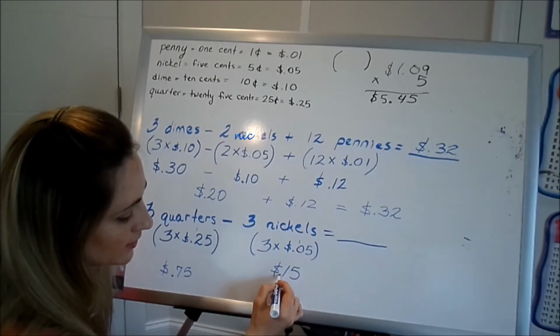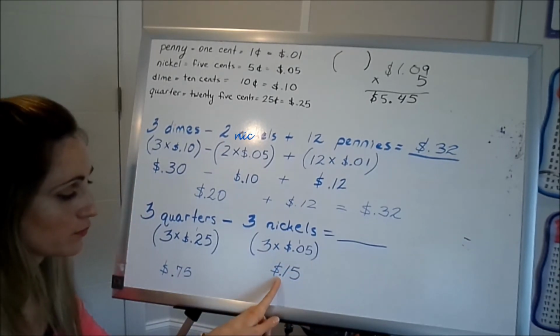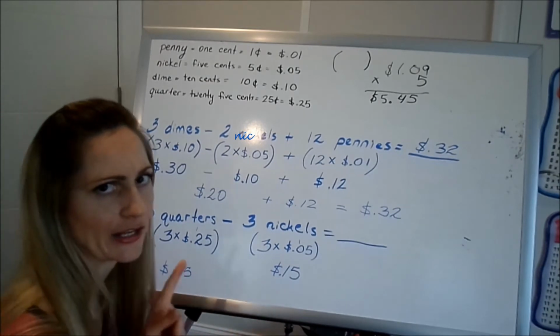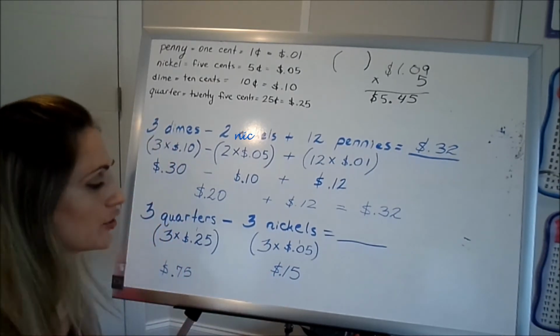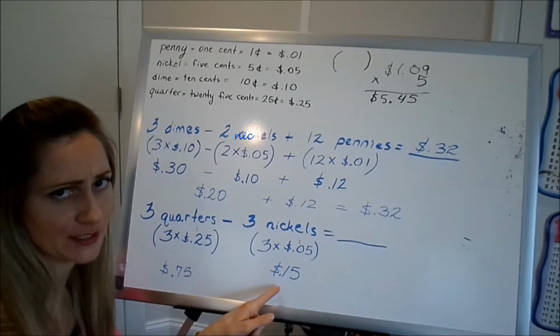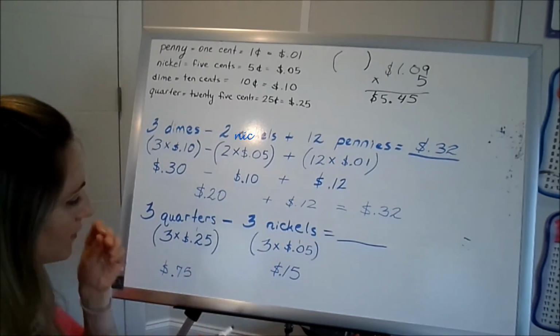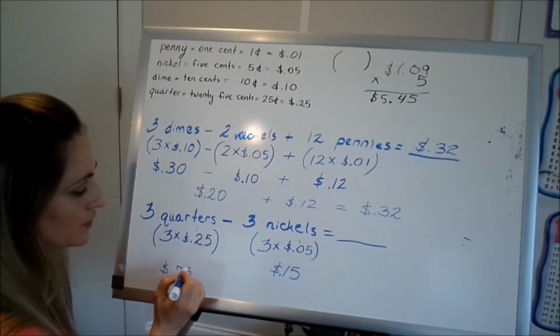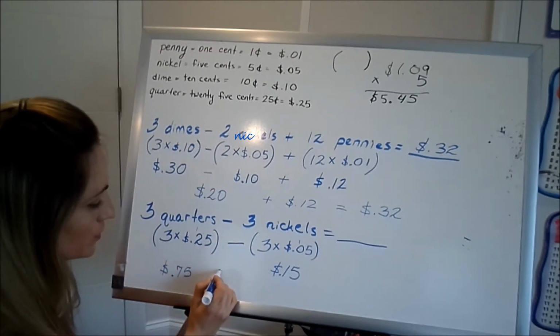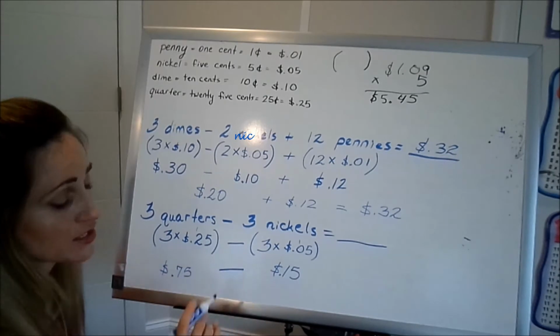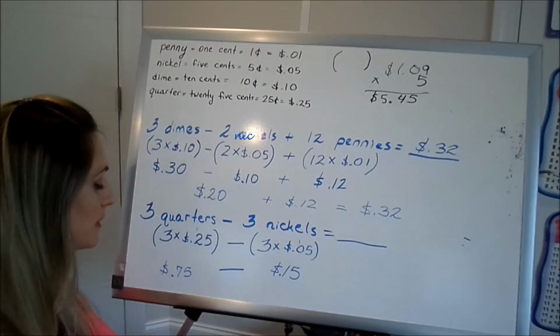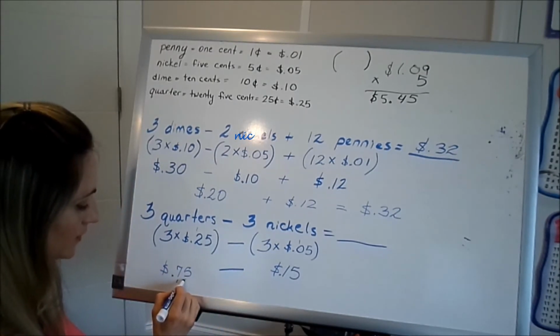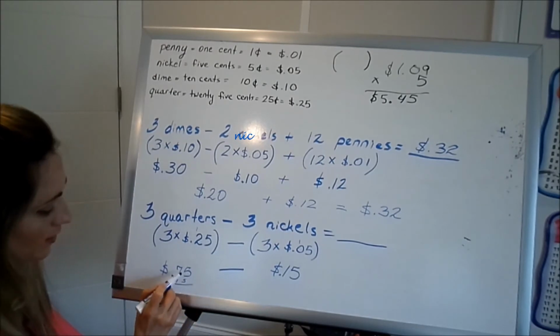15 cents. Don't forget your decimal point because this would look like $15 instead of 15 cents. And 3 nickels is not $15. So make sure that you have that right. So we have, what process are we going to do with 75 minus 15 cents? We are going to subtract 75 minus 15, and you could use this space to subtract 15 if you don't know it off the top of your head.